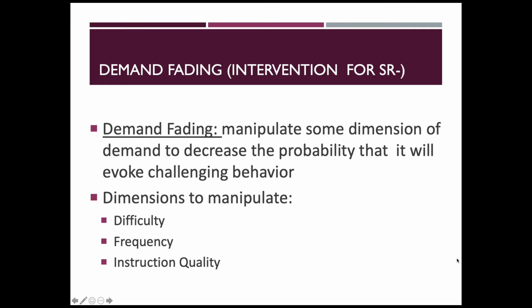Furthermore, we might learn that problem behavior never occurs in the play condition or the control. And in that condition, there are no demands. So now we know that as long as there are no demands, the problem behavior is not going to occur. So let's see how that can inform intervention. The intervention known as demand fading would be one where you're manipulating some dimension of a demand to decrease the probability that it will evoke challenging behavior.